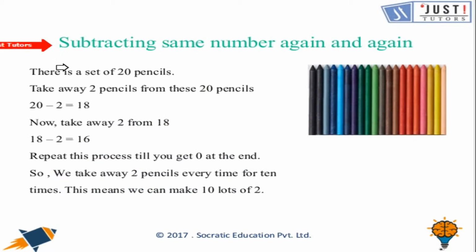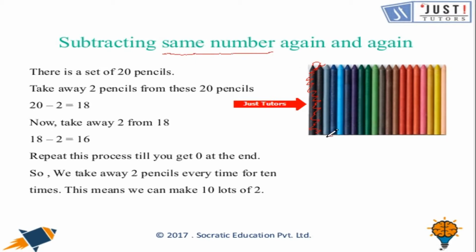Subtracting the same number again and again. So you can see that there is a set of 20 pencils, and if we take away 2 from them, we are left with 18. 2 are gone, we are left with 18. Now we have to subtract the same number again and again.